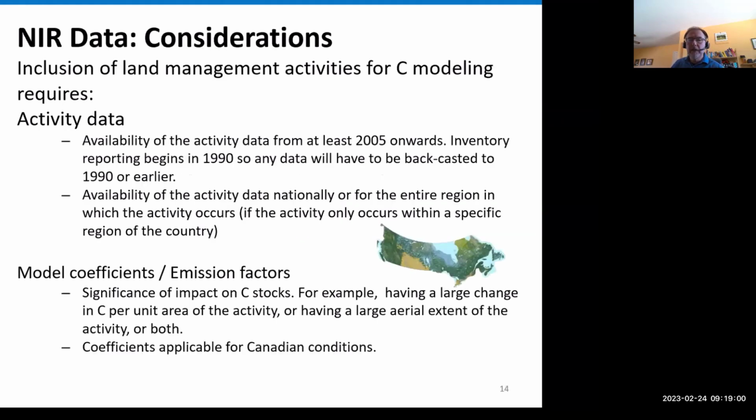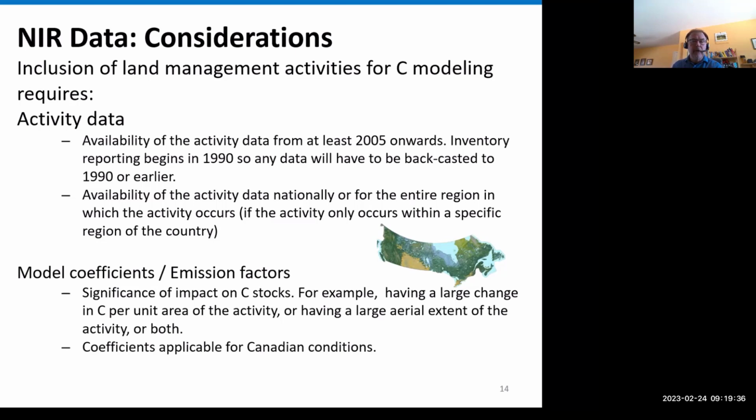So the data that goes into this: in doing this modeling, what we have to take into consideration is we have to account for all of the activities and the change in the adoption of practices since 1990. If we can, 2005, being the Paris Agreement, is our current benchmark, but we always try to project back to 1990 in some way, shape, or form. So it needs to be able to backcast to 1990.